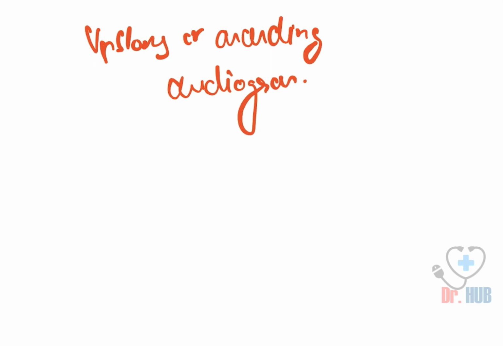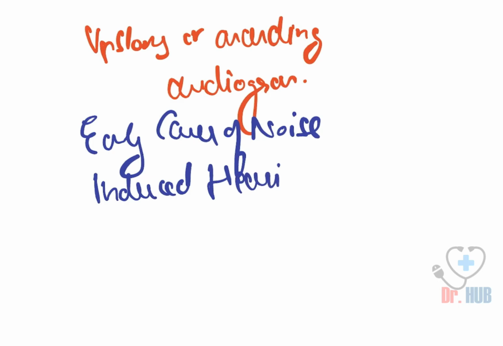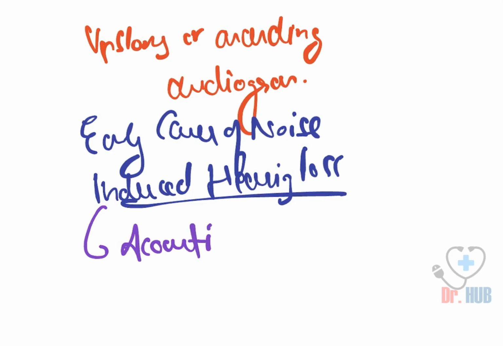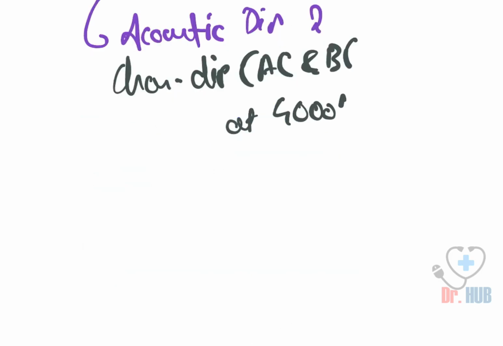Next we look at the early cases of noise induced hearing loss. Here there is an acoustic dip, and this is a characteristic dip. This is seen in both the AC as well as the BC, and it occurs at 4000 Hertz.